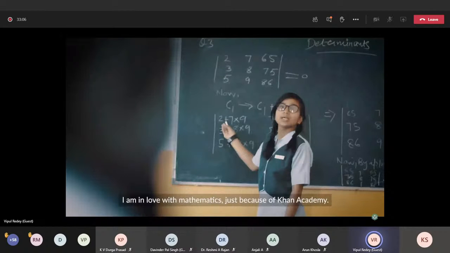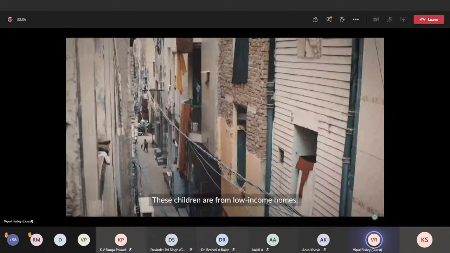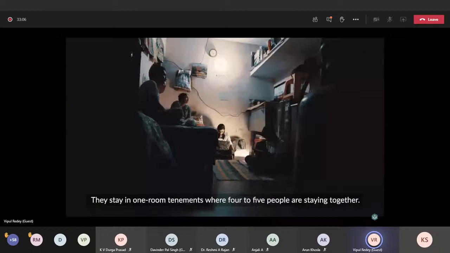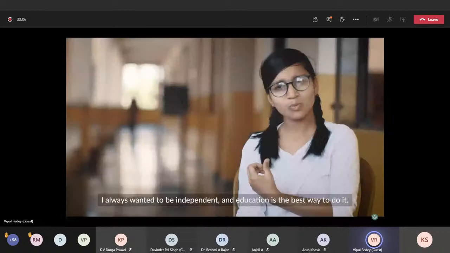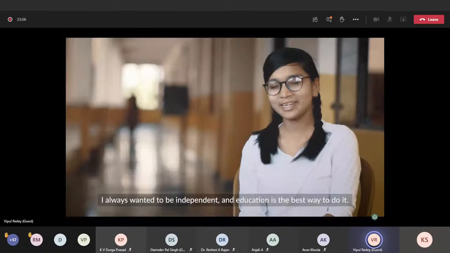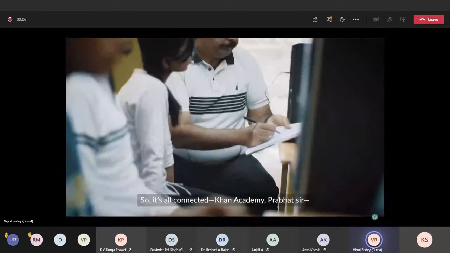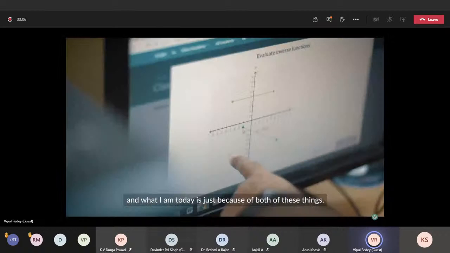These children are from low-income homes. They stay in one-room tenements where four or five people are staying together. A lot of parents have hardly studied or are illiterate. So that's the kind of background these children come from. I always wanted to be independent, and education is the best way to do it. So it's all connected: Khan Academy, Prabhat sir, and what I am today is just because of both of these things.